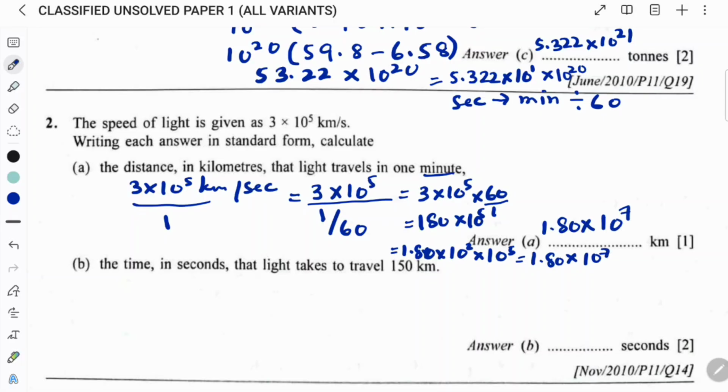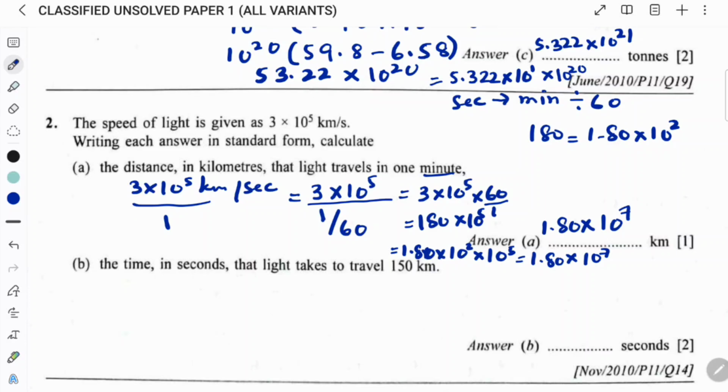I'm telling you the question again. It was given in kilometer per second and we have to find out the distance in kilometers that travels in 1 minute. It means that it was kilometer per second and the second we'll have to change into minutes. So what we do? We divide by 1 upon 60, so multiply by 60 over 1. 3 times 60 is 180. Whenever we change 180 into standard form, 1.80 into 10 square, which we replace, and then this 5 power add with 2 to get power 7.